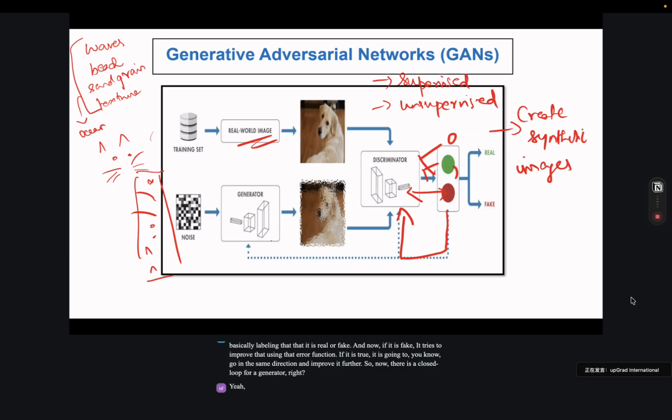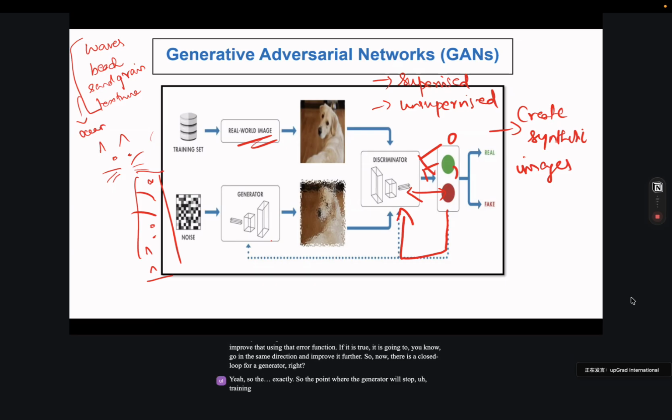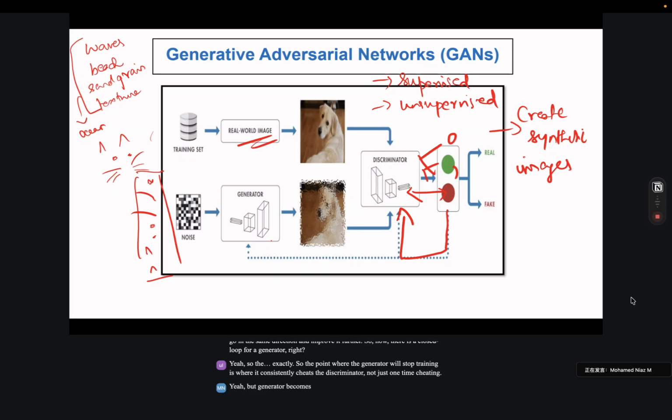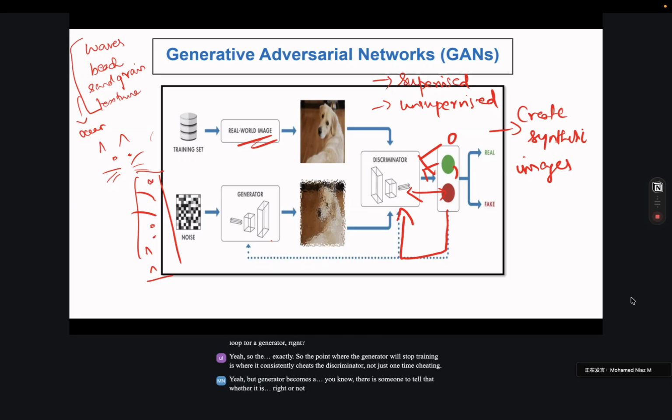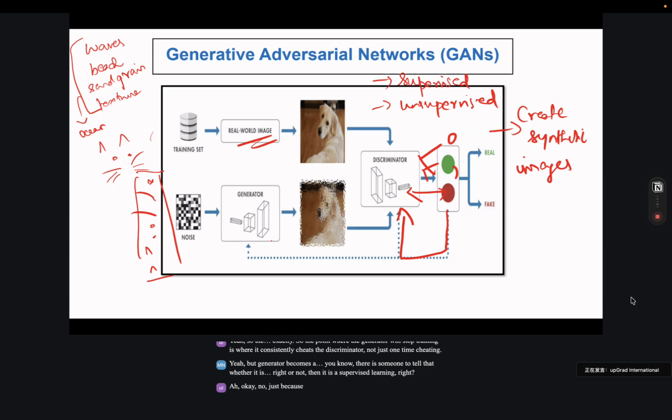Yeah, so the point where the generator will stop training is where it consistently cheats the discriminator, not just one time cheating. Yeah, but the generator becomes there is someone to tell whether it is right or not. Then it is supervised learning, right? Okay, no, just because the weights are updated, it doesn't mean that it is supervised, right?